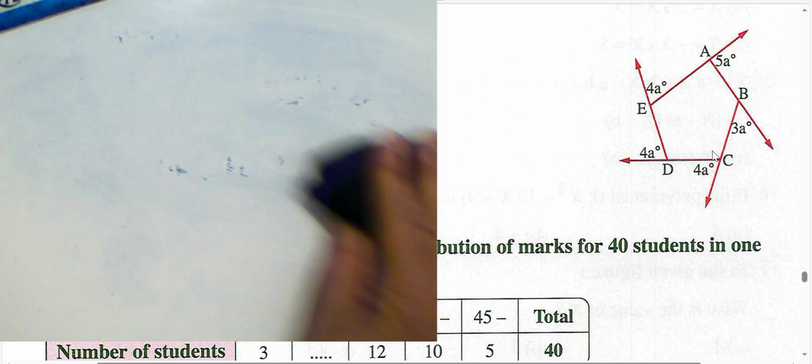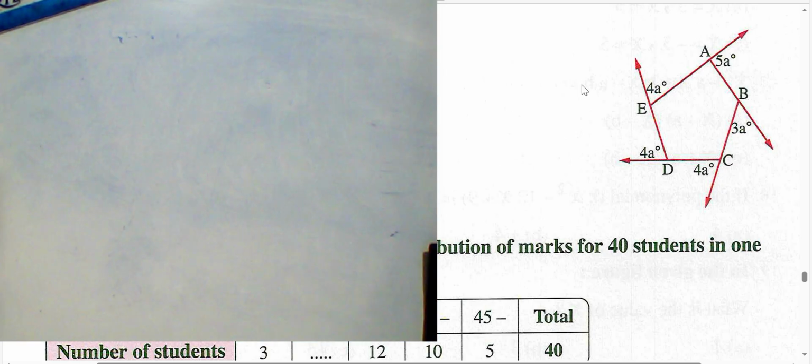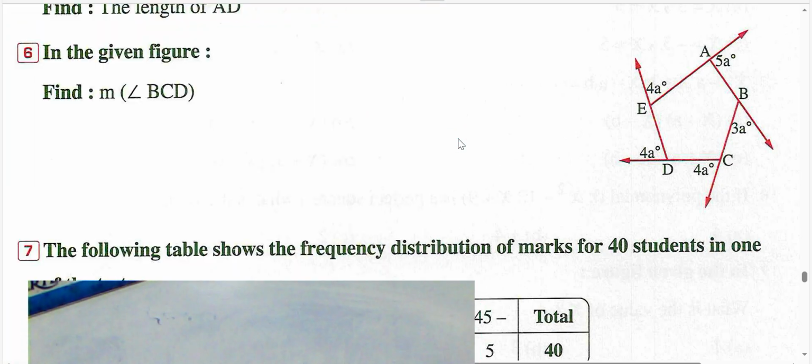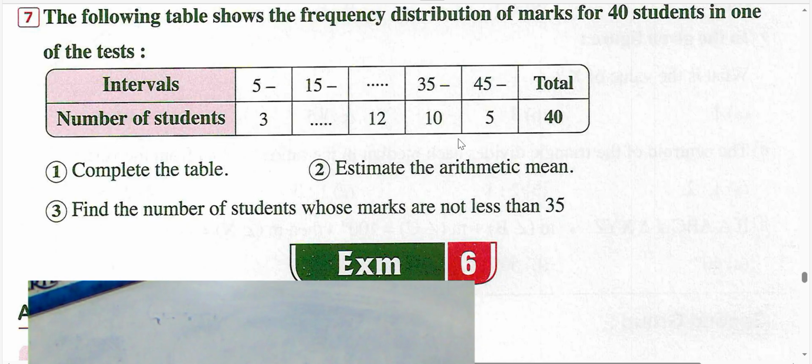Next question. He gave me the table down here. The following table shows the frequency distribution for marks for 40 students in one test. Complete the table, estimate the arithmetic mean, and find the number of students whose marks are not less than 35.